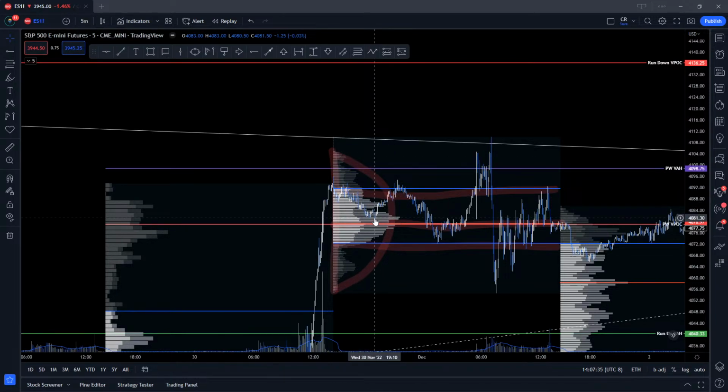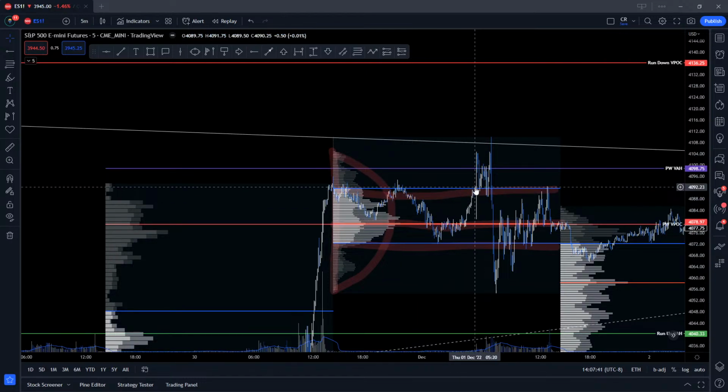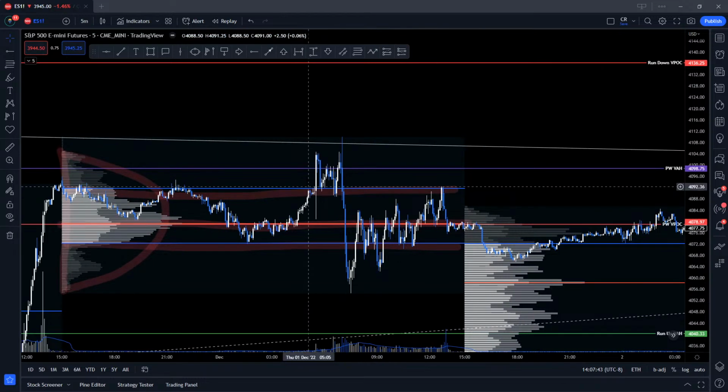So short here down, long here up. If you tried to short here, you get clapped. And same thing here. But this works pretty consistently on sideways days. This is the open here. So yeah, this is our trading day here.